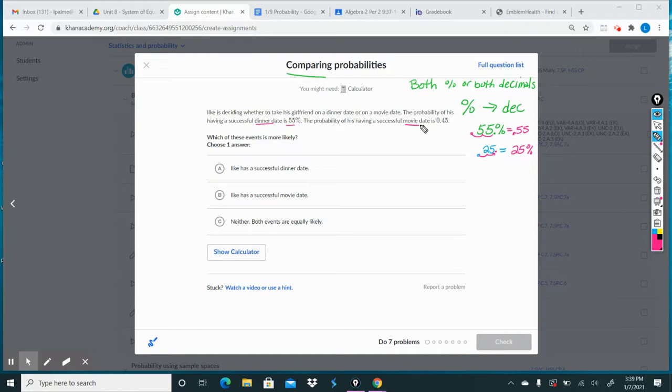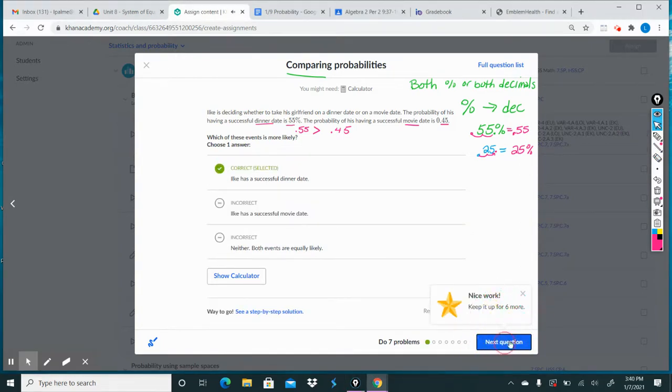Here with our 55%, we can change it to a decimal. We already know that. Move the decimal over 2 spaces and we get 0.55. Comparing that to 0.45, the likelihood of a successful date would be greater with the dinner date. So remember, less than, greater than, the alligator eats the larger number. So he would have more of a successful dinner date than a movie date.